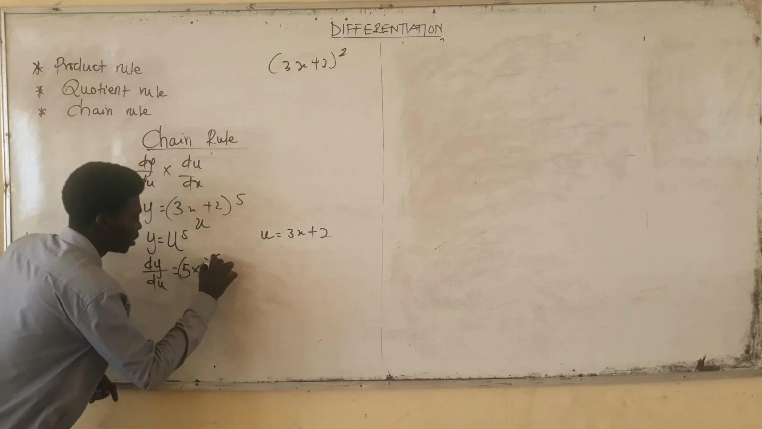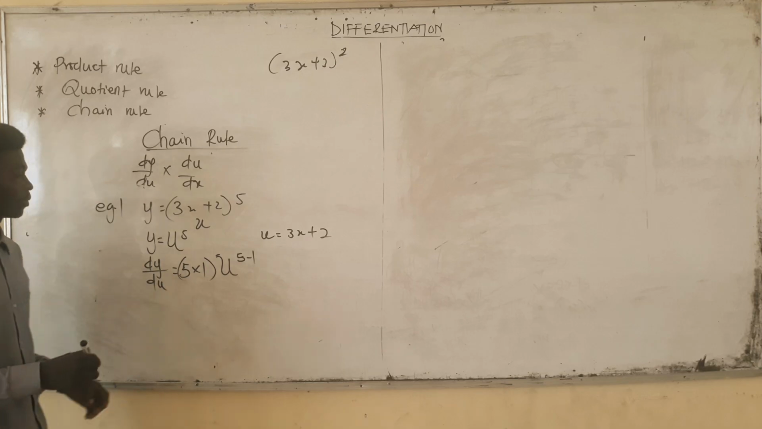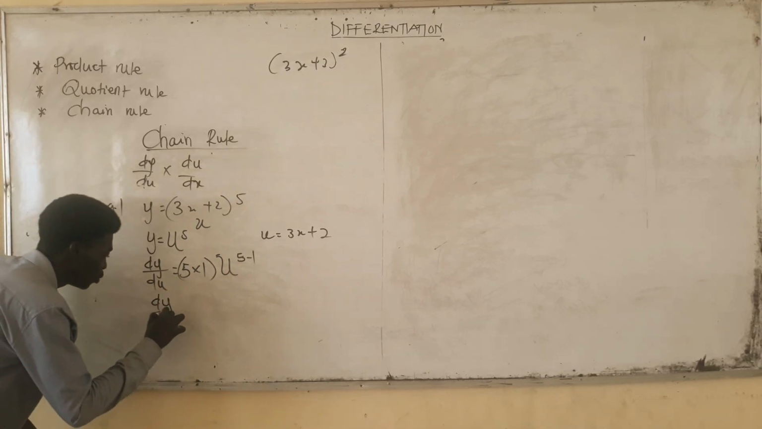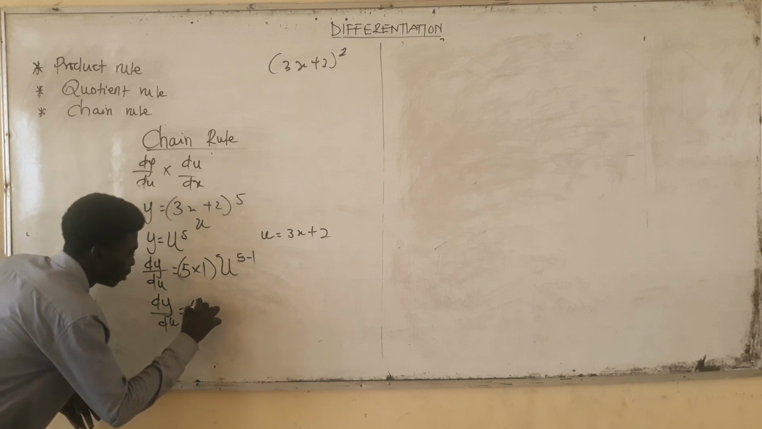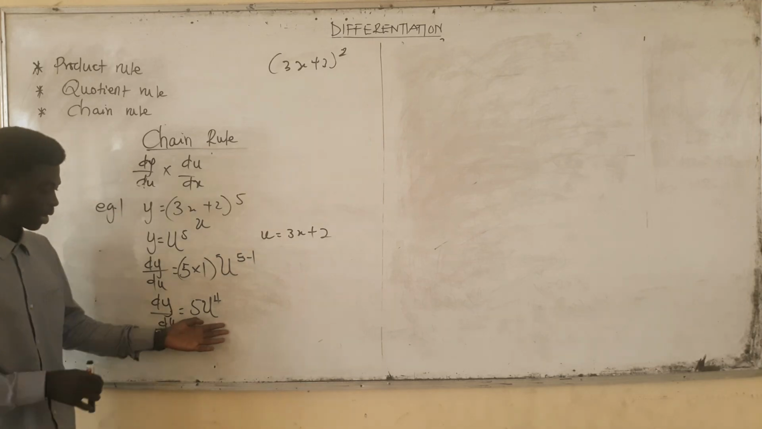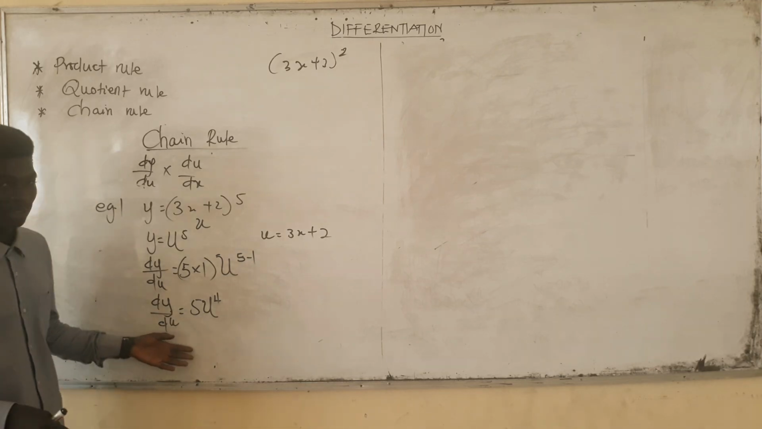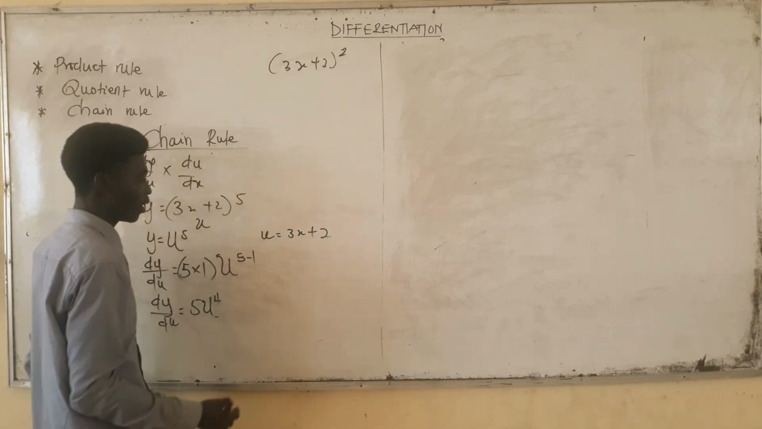And that is going to be u raised to the power 5 minus 1. And then our dy/du will be equal to 5u raised to the power 4. So now this is our derivative of y. So we differentiated y and this is the result. And now let's differentiate our u.